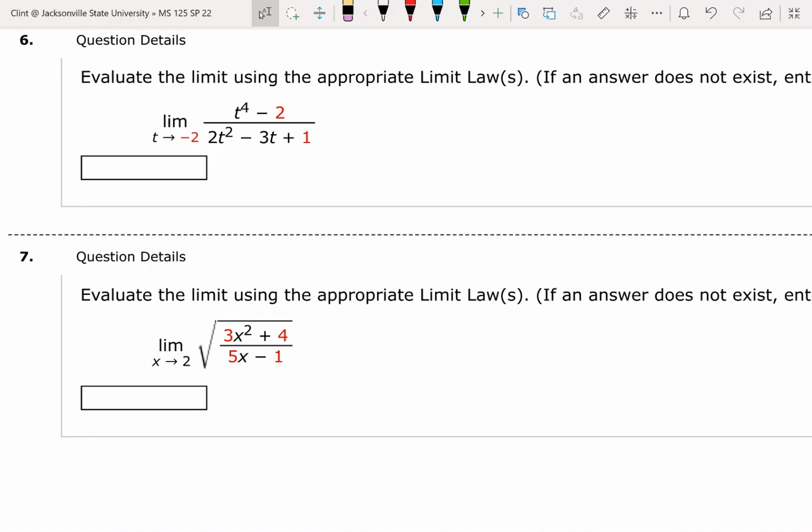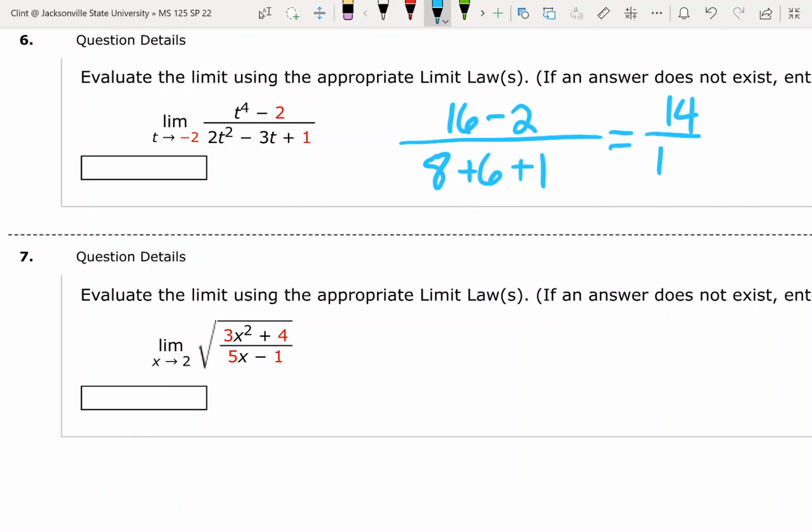So if we try direct substitution, let's see, 2 to the 4th, 16. On the bottom, negative 2 squared will be 4, times 2 is 8. And then negative 2 times negative 3 is positive 6, 1. So 14 over 15 if I did all that right. Okay, it worked. No problem. So that's using the limit laws. So using the limit laws, we're saying we can break it apart into pieces, and it works out that way.